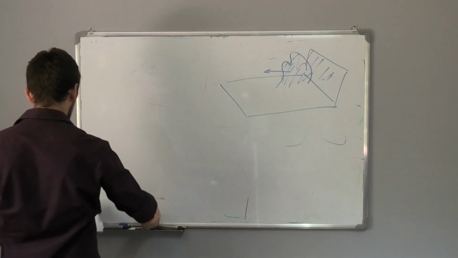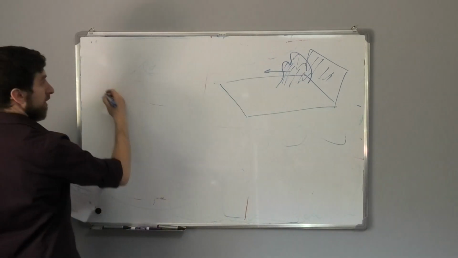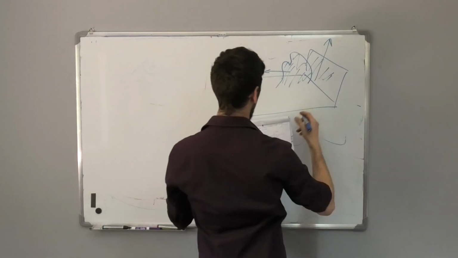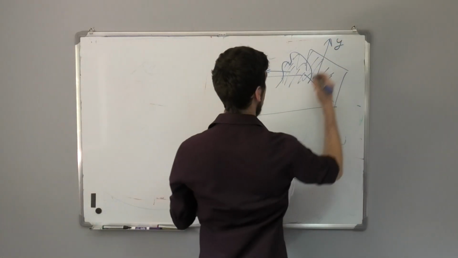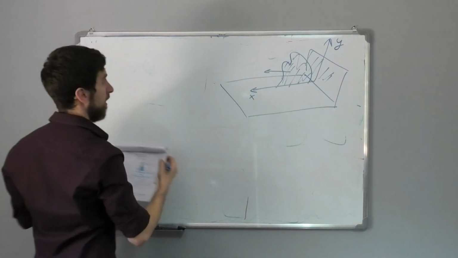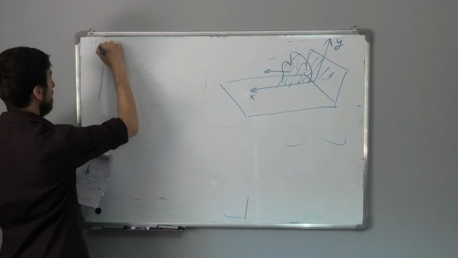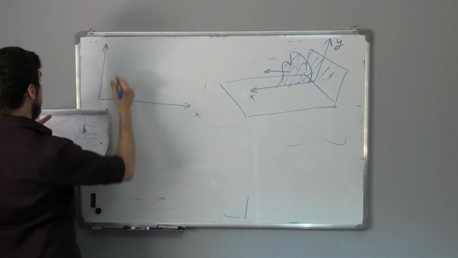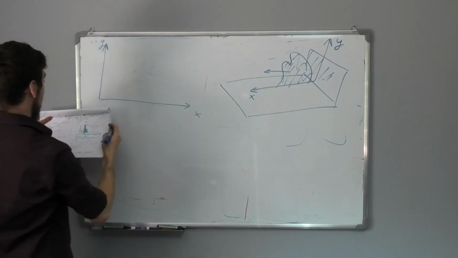So this is my axis, okay? This is going to be the y-axis, and this is going to be my x-axis. Okay, let's do it in the other direction. Okay, mirror. It's going to be easier for me. So it's going to be x, it's going to be y, and this is the wave.